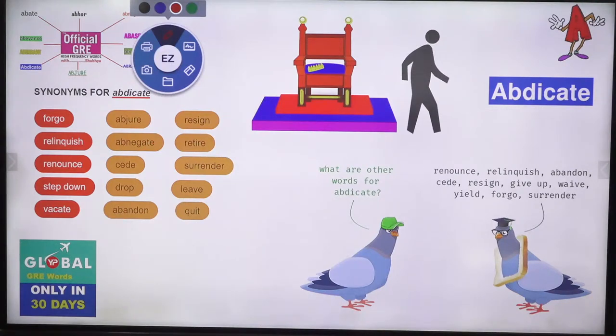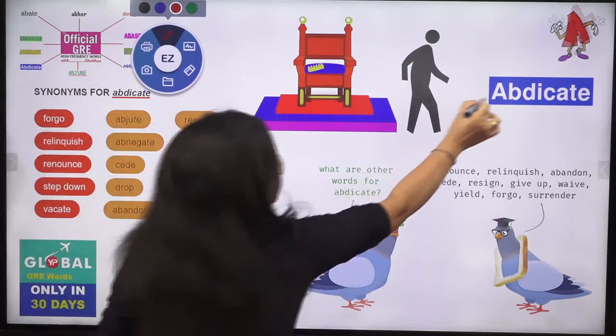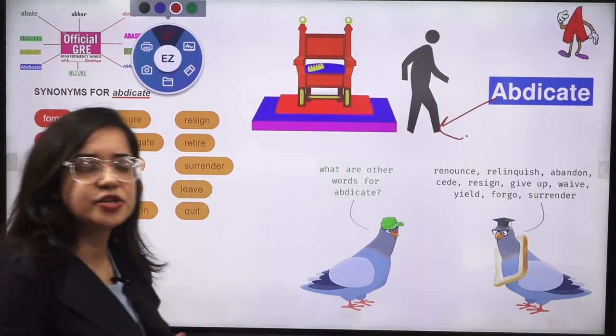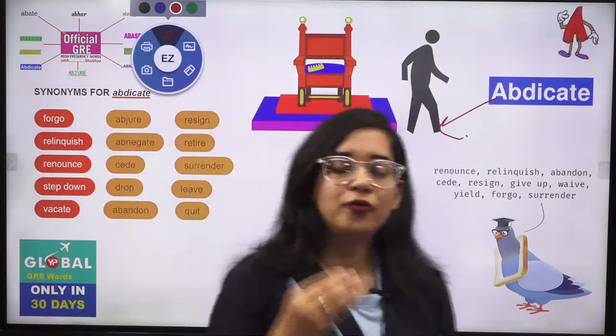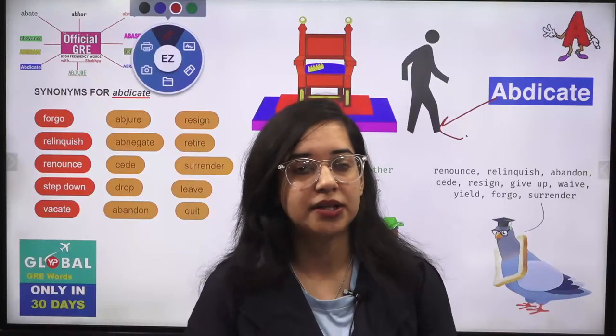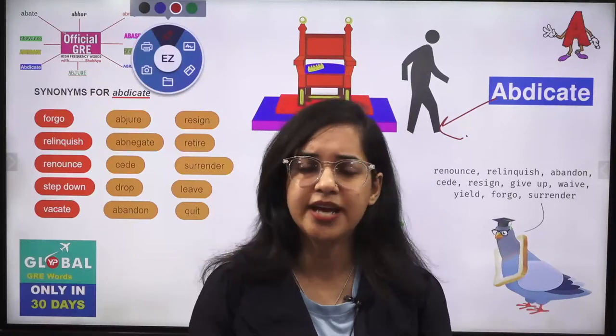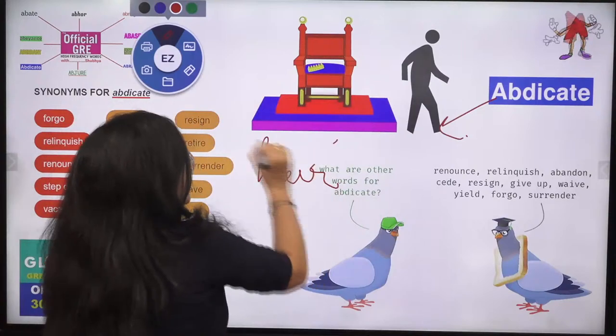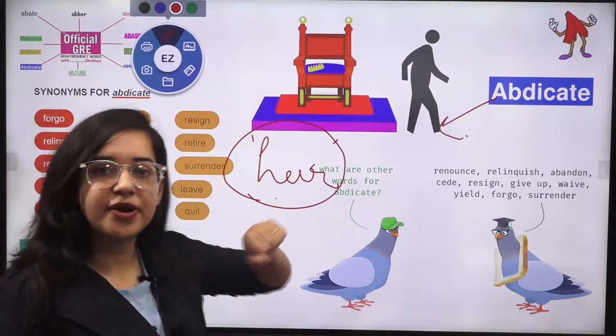Okay, so what does this word actually mean? When you hear it, like there were kings and queens, right? And they used to willingly give up their throne so that their children, the next heir, H-E-A-I-R, that person can have the seat right now, okay?